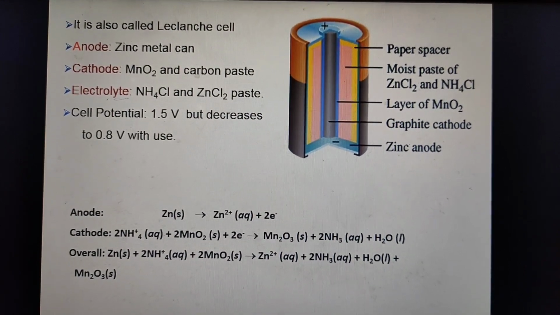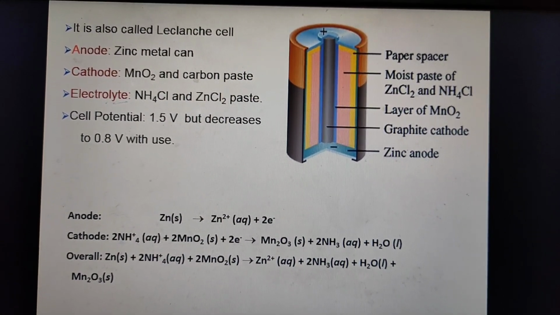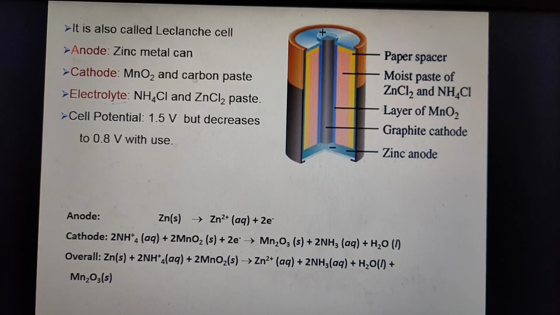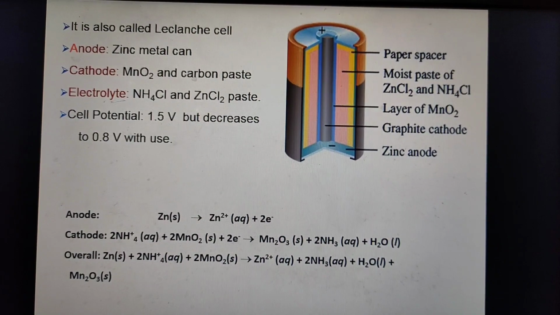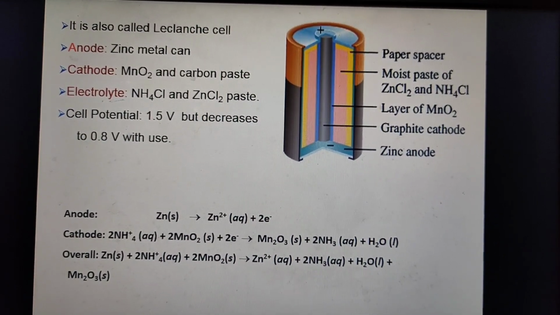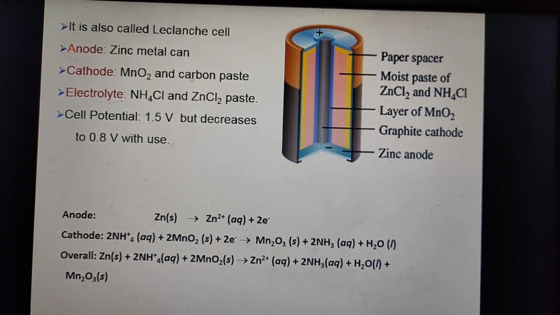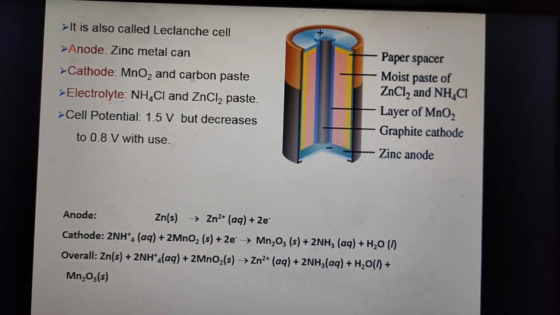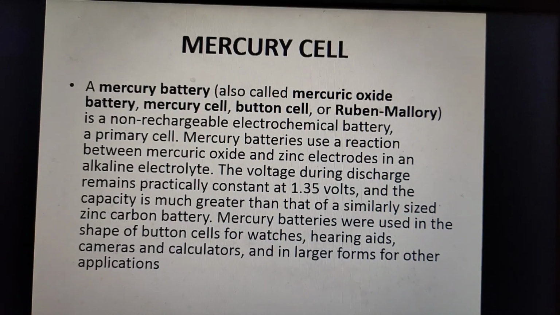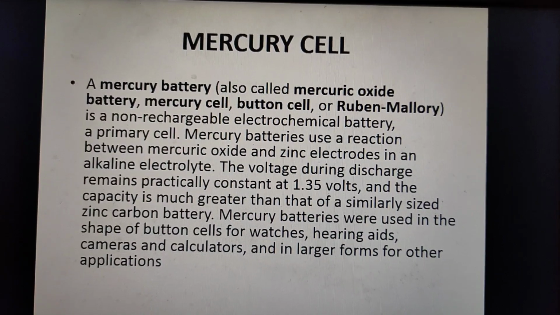And you see the figure of the dry cell. You can see the outer covering of paper, and inside we have the zinc anode, the metal cap there, below that the carbon rod, that is the graphite rod, which is the cathode, and around the cathode you can see the paste of manganese dioxide and carbon, and after that a moist paste of zinc chloride and ammonium chloride. Okay. Now the next type of primary cell is the mercury cell.